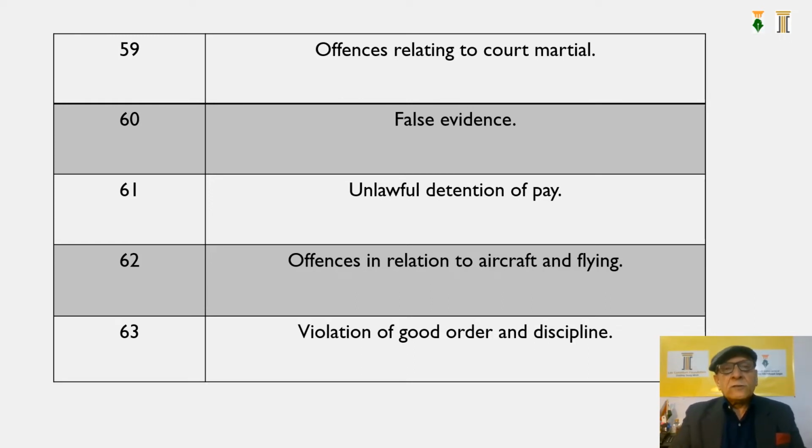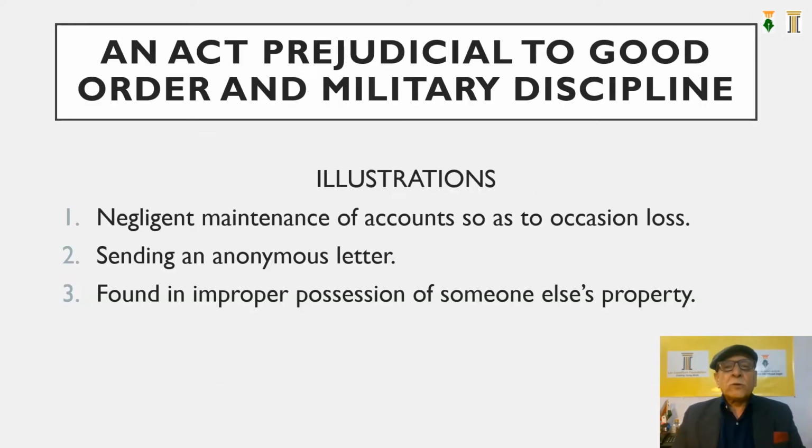Section 63 is an offense which is often invoked, and it is violation of good order and discipline. For example, a few illustrations of what is prejudicial to good order and military discipline. To illustrate, negligent maintenance of accounts, when somebody has been entrusted with the duty to maintain accounts and it is so negligently done that a loss is occasioned, then it would be an offense under section 63.